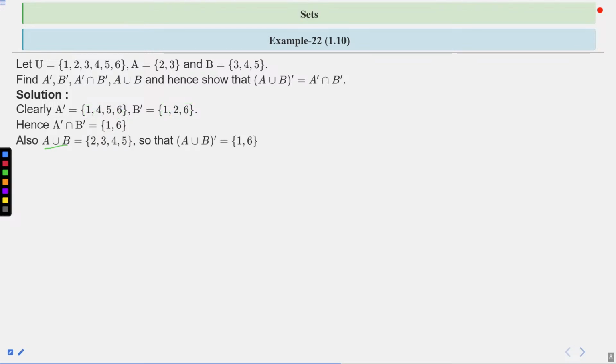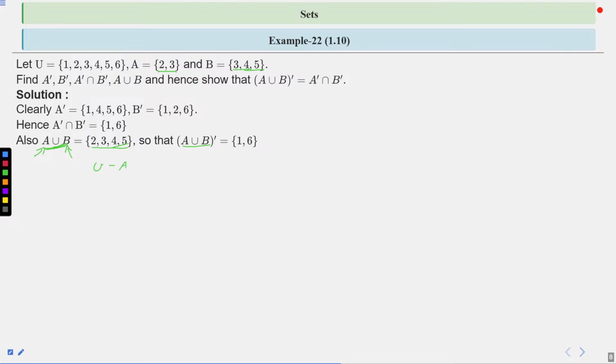Now what about A union B? So recall the definition for A union B, it is very simple. You have to collect elements from set A as well as from set B and write down the repeated elements only once. So you are getting your set as 2, 3, 4, 5. So 2, 3 already written, and 4, 5. Clear?